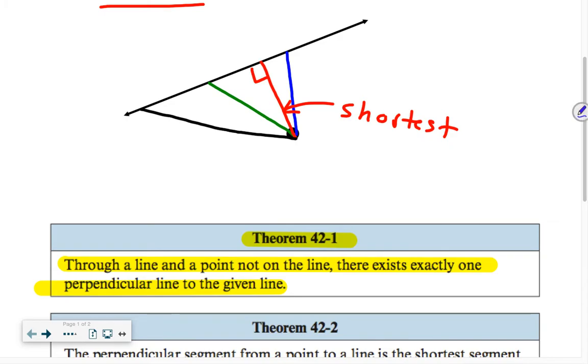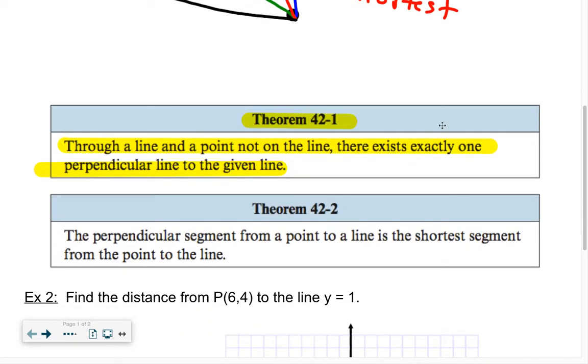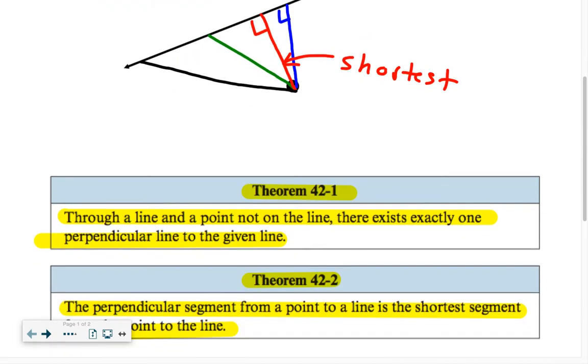If I were to say, okay, we got the red angle and then we also got the blue angle at 90 degrees, well, we would know that's not true. We've created two of them, and that's not the case here with theorem 42-1. It's saying there is exactly one line perpendicular to it. And then 42-2 kind of brings this all together for us. The perpendicular segment from a point to a line is the shortest segment from the point to the line. So not only is there just one line that's going to be perpendicular through that point, but once we establish that one unique line, that line is going to be the shortest one. Or that line segment, I guess.